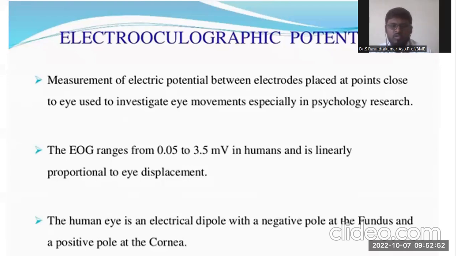Normally the EOG, the electrooculogram, has an amplitude from 0.05 to 3.5 millivolt, which is always proportional to the eye displacement. It varies with how the eye moves. It is a measured electrical dipole, with a negative pole at the fundus and the positive pole at the cornea. As the eye movements vary, the potential is recorded.